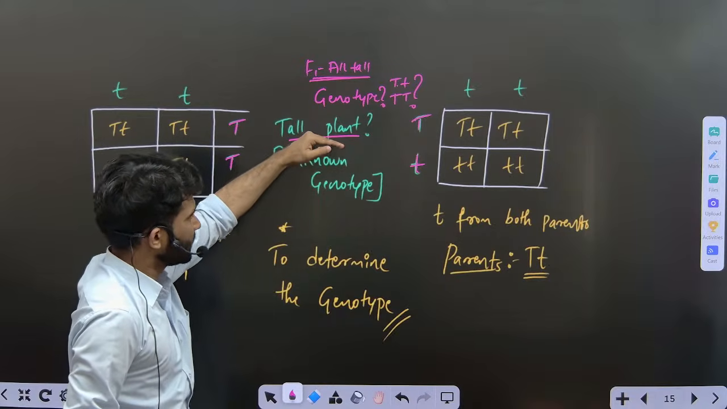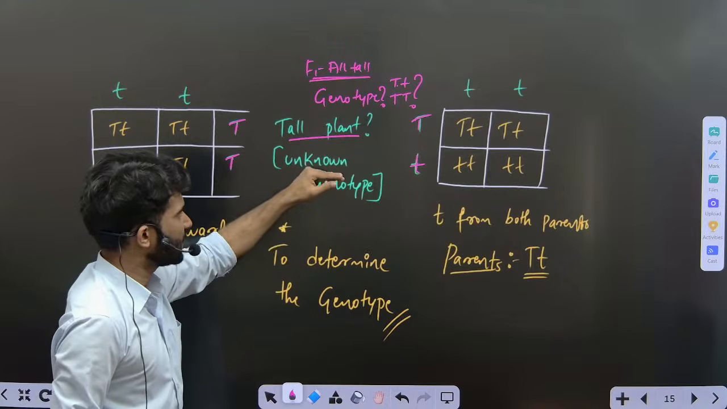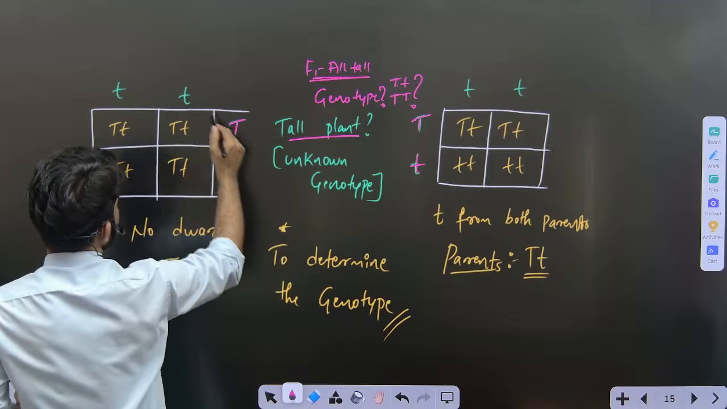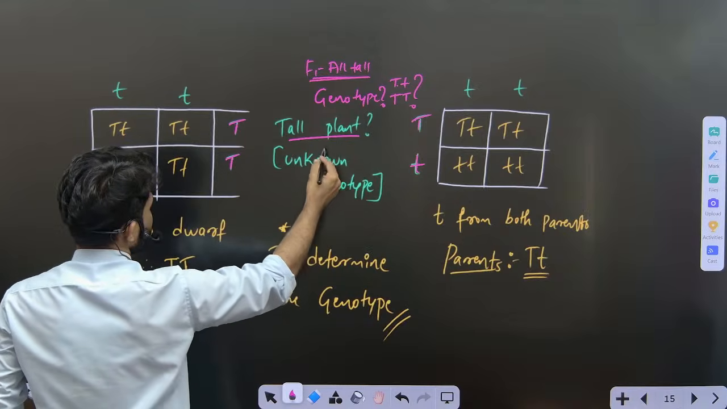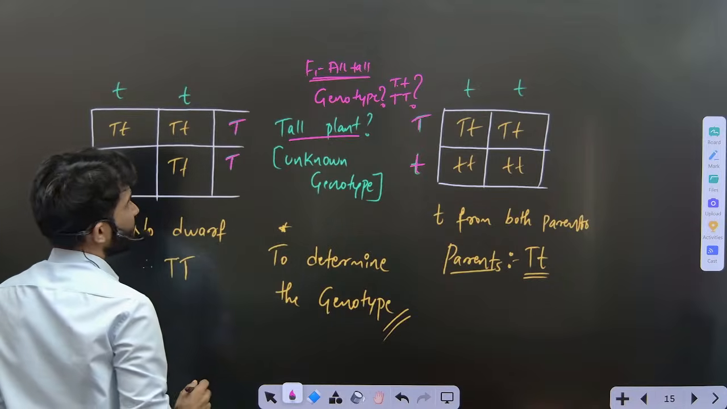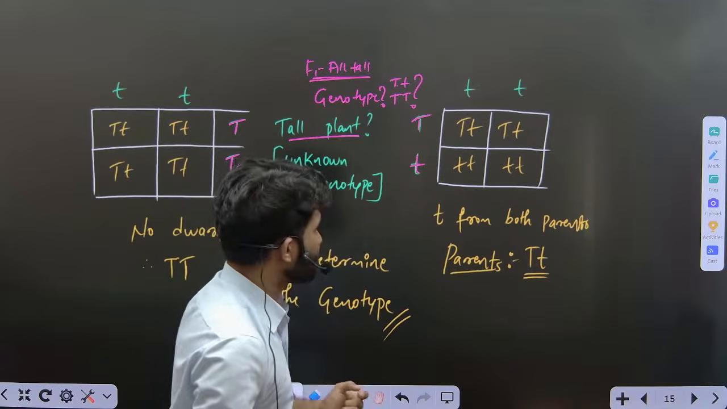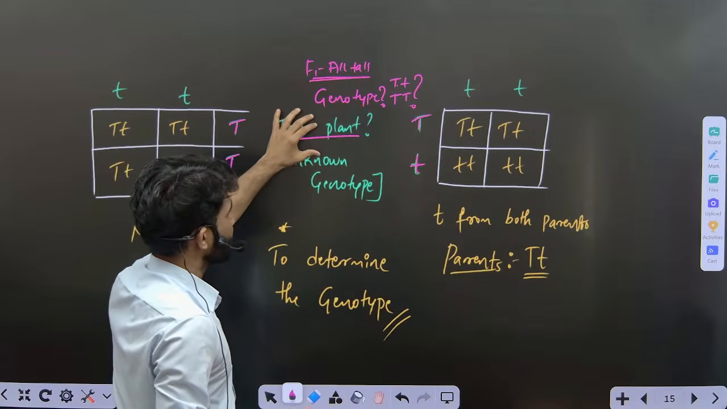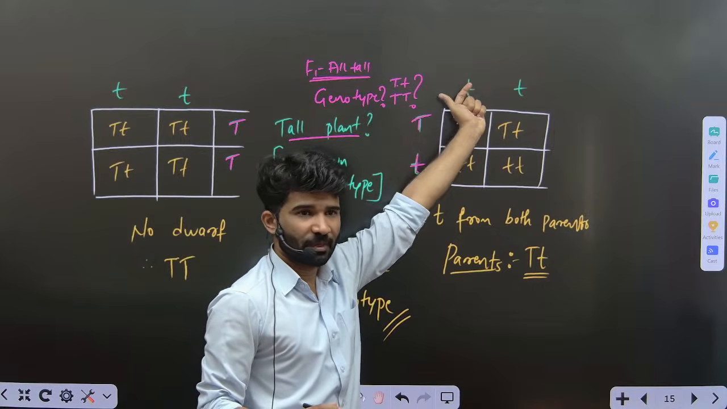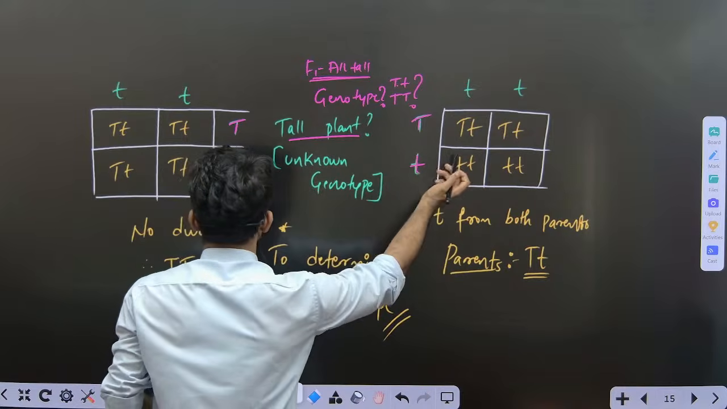Yes, the tall plant: you don't know its genotype, it is unknown. So we cross this suspected plant with a recessive parent, and then it is called what? Then it is called a test cross. If we cross this suspected plant with either the dominant parent or the recessive parent, then it is called a backcross.